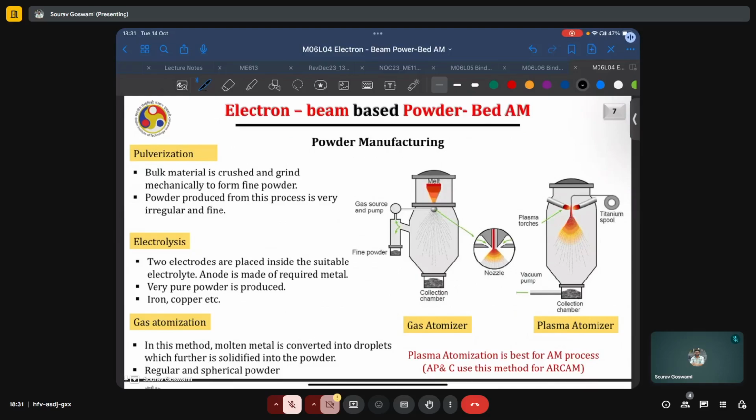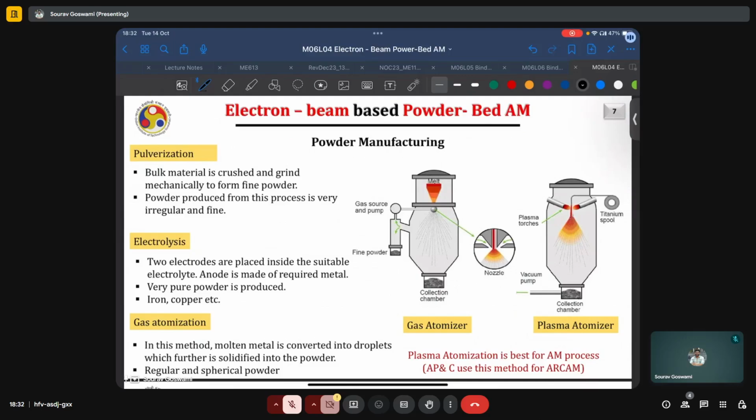On the other hand, electrolysis is a purely chemical process of powder manufacturing in which two electrodes are placed inside a suitable electrolyte and the anode is made of the required metal. Since it is a purely chemical process, very pure powder can be produced. And some of the powders which are commonly generated using this method are those of iron and copper.